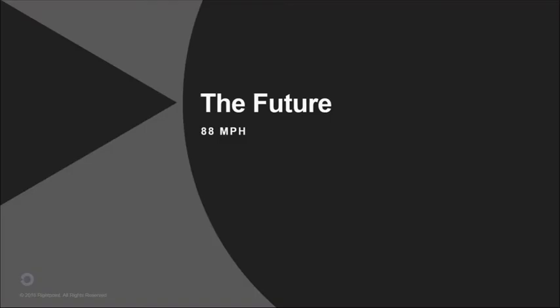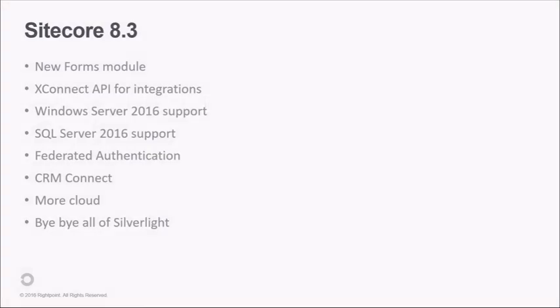So looking into the future of what they also talked about coming down the road, 8.3. There's going to be a new forms module. XConnect is another way, with an API, to get data in and out of the customer profile. Some Windows server support updates for the latest and greatest there. Some CRM connectors, and also getting rid of all of Silverlight in their products. So yes, that's what's coming.